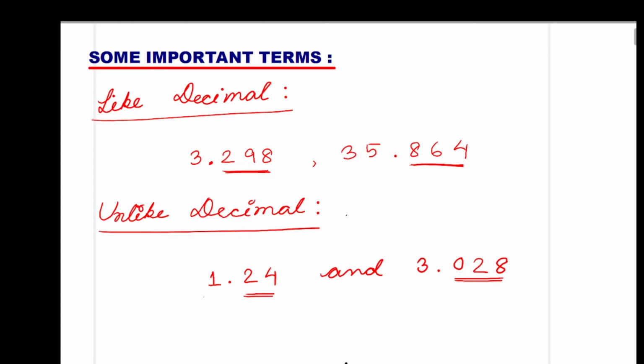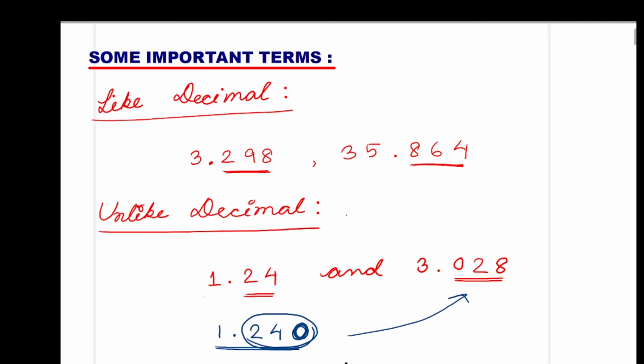But an unlike decimal number can be converted into a like decimal. How? See, here after the point there are only 2 digits. If we write 1.240, now see, if the last digit is 0, then we will ignore it, but to make it like, we just have to put the 0. Now see, it is how many digits? 3 digits. Here also 3 digits. So that way we can make it like.